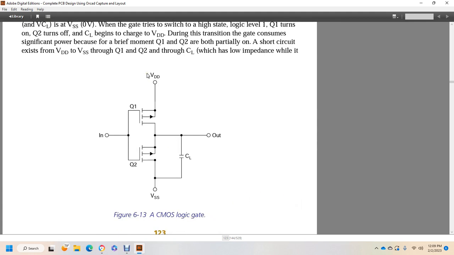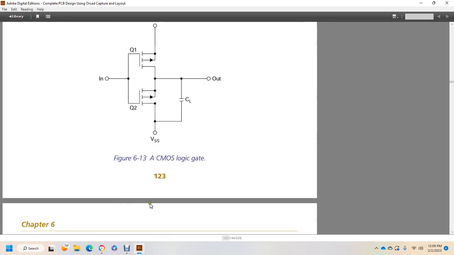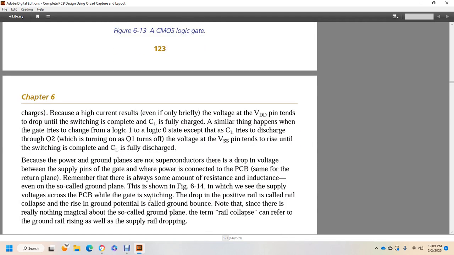You have your voltage DD, SS, transistor 1, transistor 2, and the in and out signals. Logic gate. Because of the high current, even if only briefly, the voltage at the VDD pin tends to drop until the switching is complete and the capacitor is fully charged.